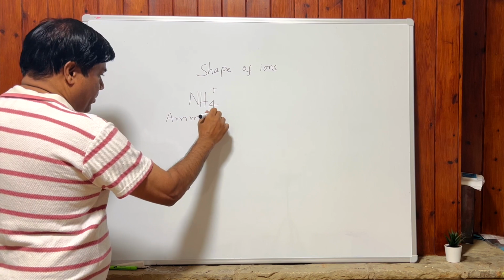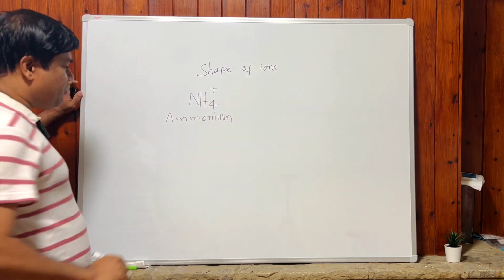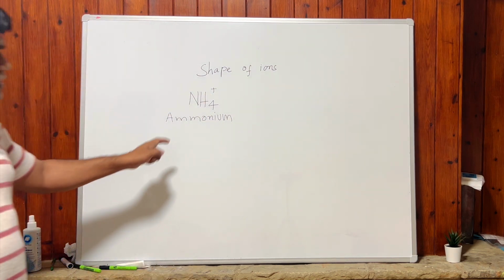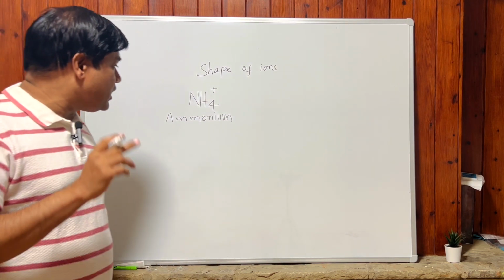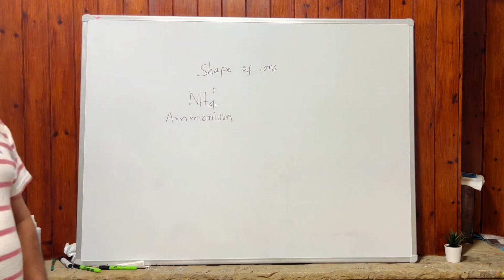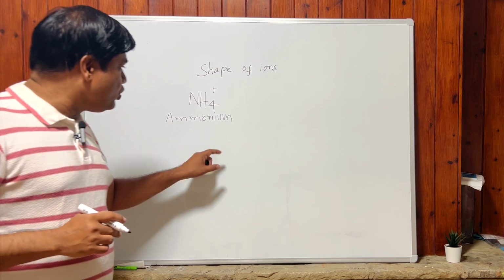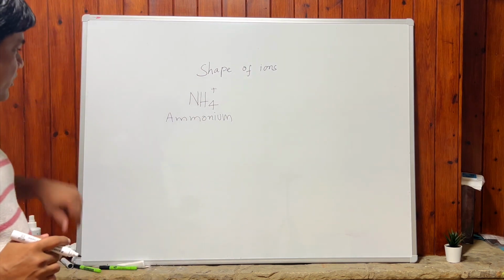Ammonium. It has a dative bond. Ammonia has three covalent bonds. Ammonium ion has one dative bond. I have already discussed the ammonium ion in my previous video.